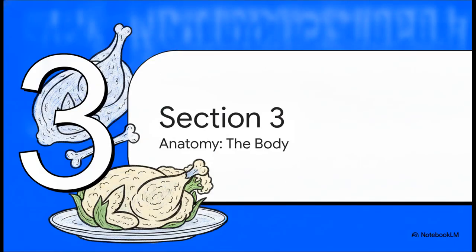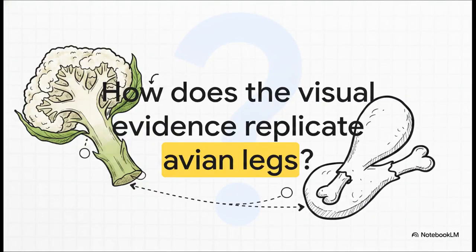All right, let's transition into Section 3, Anatomical Mapping of the Body and Appendages. So think back to the base of the image. How exactly does this heavy cauliflower structure actually stand up? What specific parts of the plant are being used to create such a convincing illusion of scaly, jointed chicken legs?